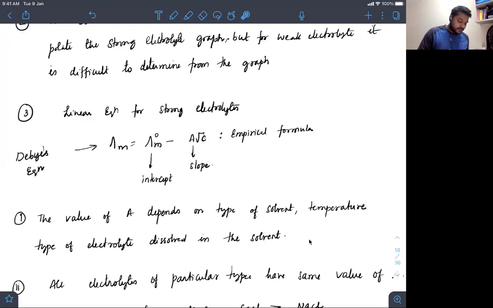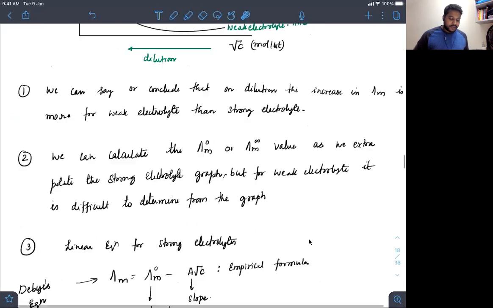And this equation is called Debye-Huckel's equation. So for strong electrolytes, we will be able to get this linear equation very easily. There are many cases in this that are not in our syllabus. We stick to as much as is in the syllabus. So this is lambda m is equal to lambda m naught minus some constant into root c. This is what we have seen in a linear profile for strong electrolytes.